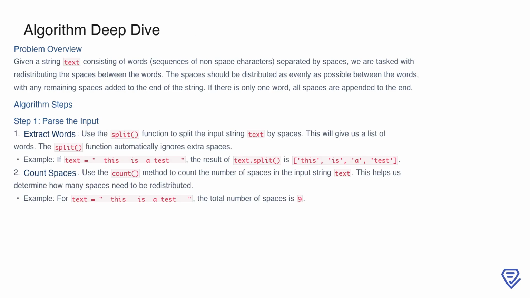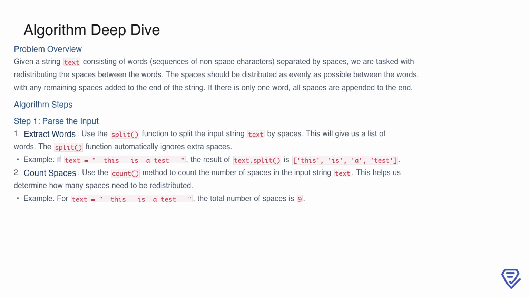To solve this problem, we need to redistribute the spaces in a given string as evenly as possible between the words, and place any leftover spaces at the end. The first step in our algorithm is to parse the input string. We start by extracting the words using the split function, which breaks the string into individual words based on spaces.